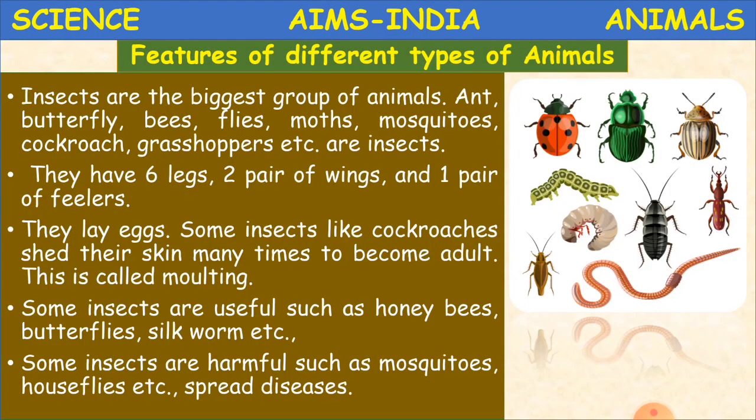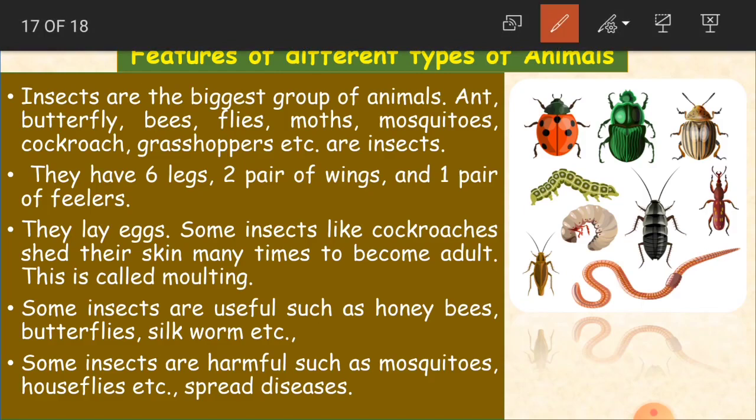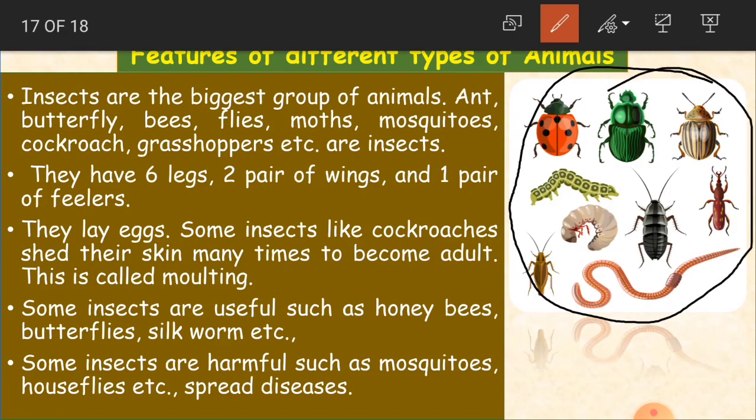Now insects are the biggest group of animals. Ant, butterfly, bees, flies, moths, mosquitoes, cockroach, grasshoppers, etc. are insects. See? So we have a very large group of animals. As you can observe here in the picture, these are all insects. Like on a daily basis we see ants, mosquitoes, bees, flies and all that. So cockroaches and all this, they are all insects.